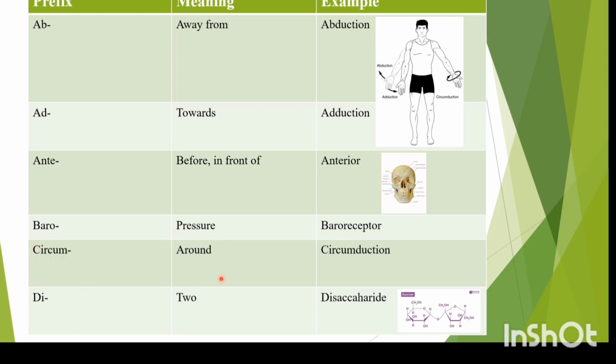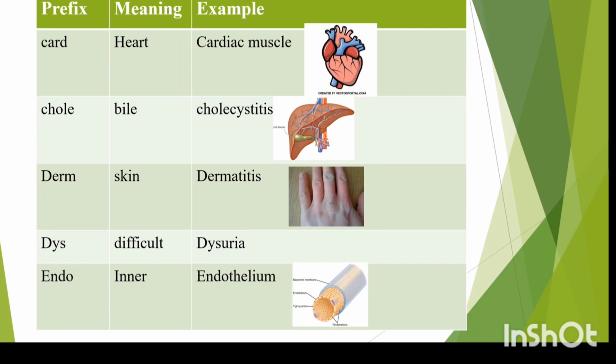Next one is circum. Circum means around. Example, circumduction. So here this person is moving his hand in a circular motion. This movement is called circumduction movement. Next one is di. Di means two. Example, disaccharide. So here in this structure, sucrose is a disaccharide. That means it is made up of two saccharide rings.